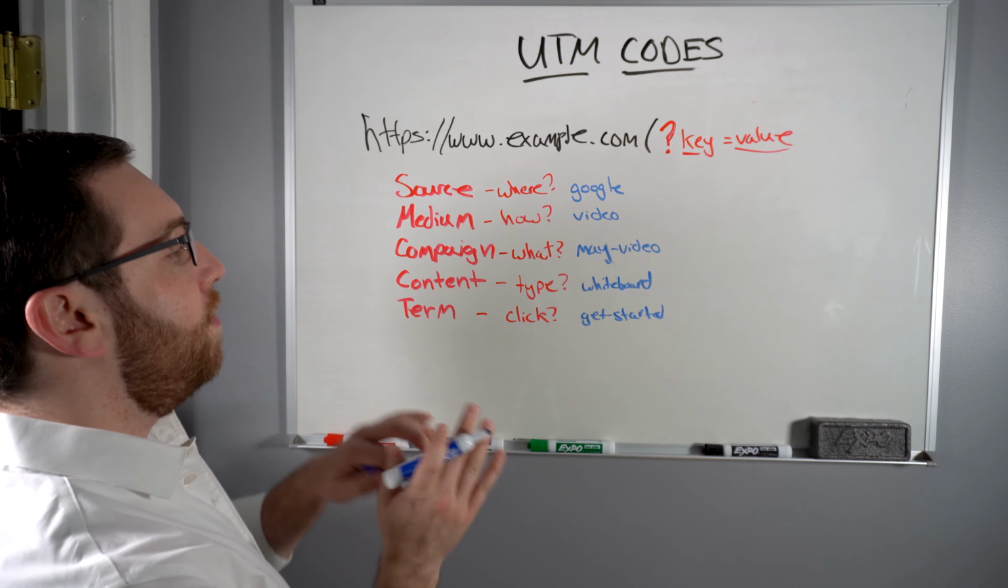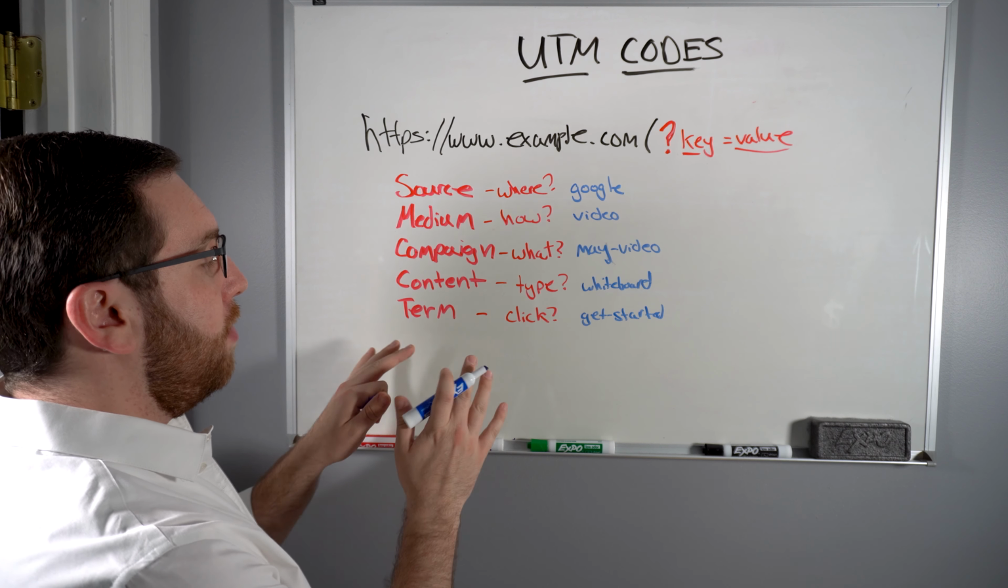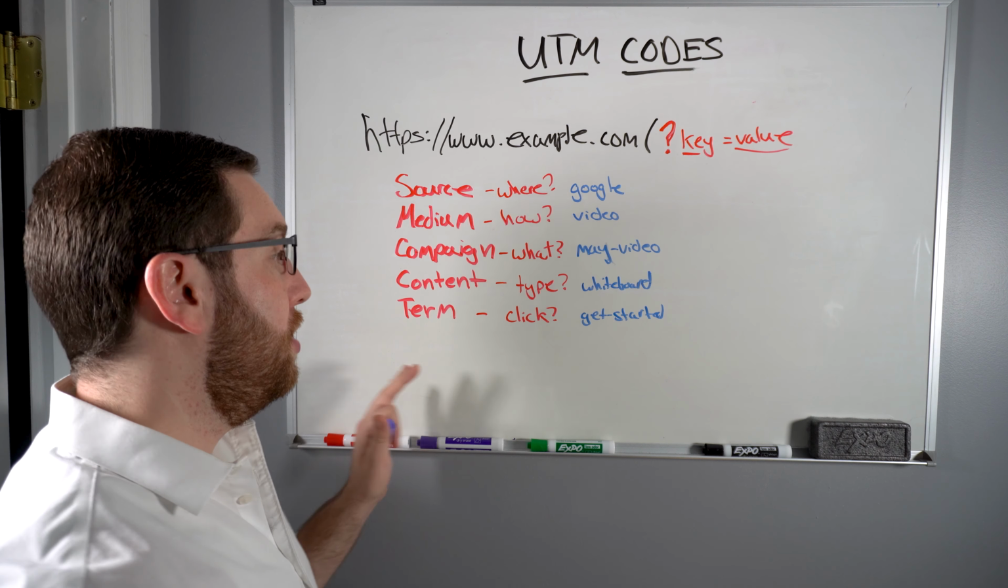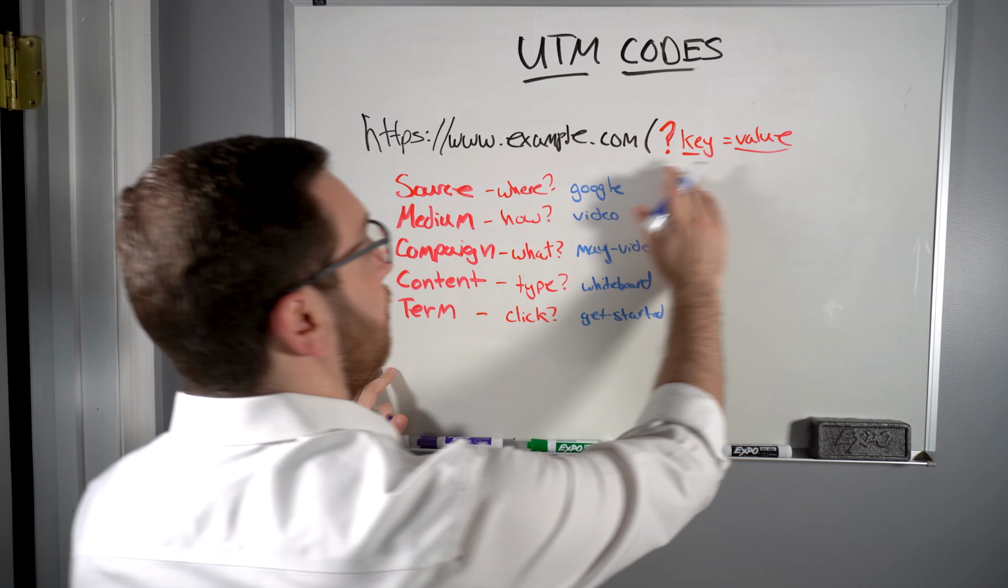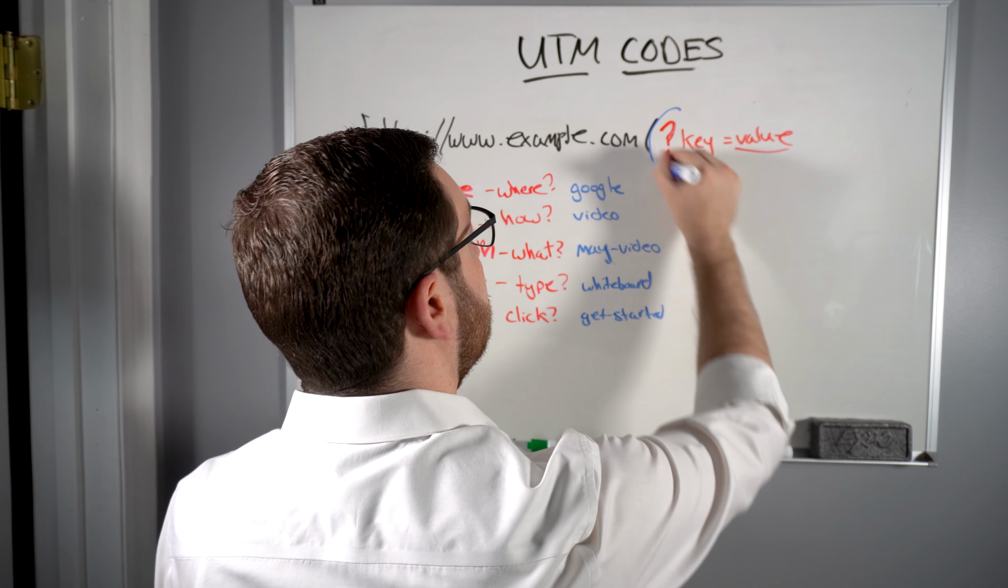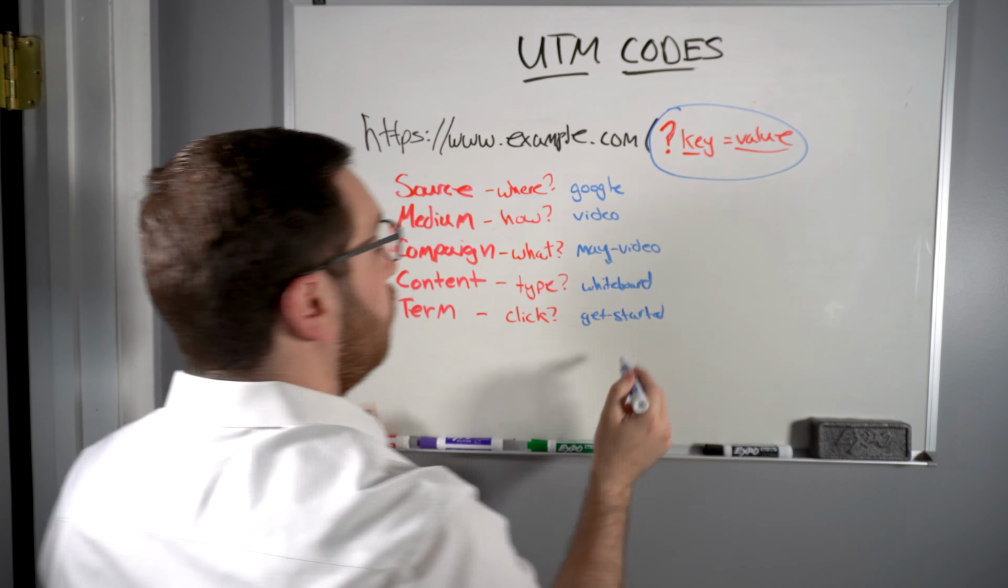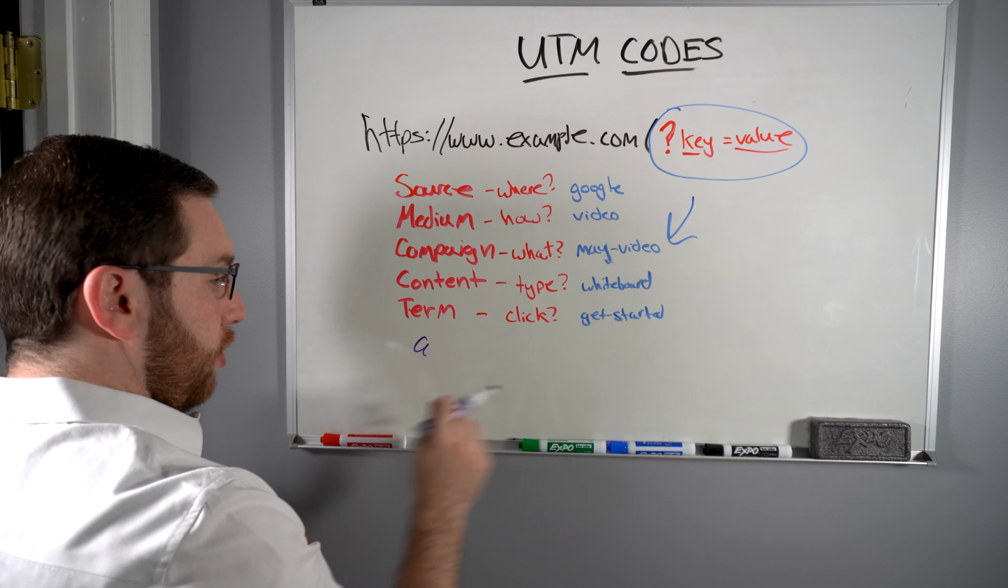Okay, so now we have the 5 parameters, source, medium, campaign, content, and term, built out. So now I'm going to start right here underneath. I'm going to build out this query string and what it's going to look like using these variables. So let me switch up my color. Let's say purple. Purple's good, right?